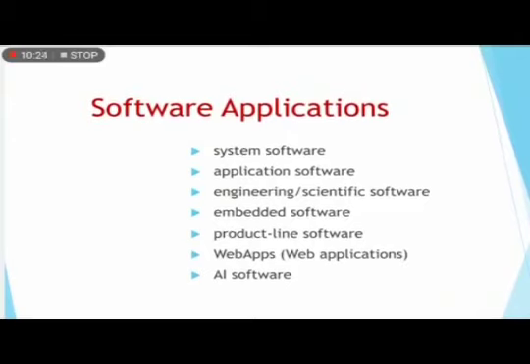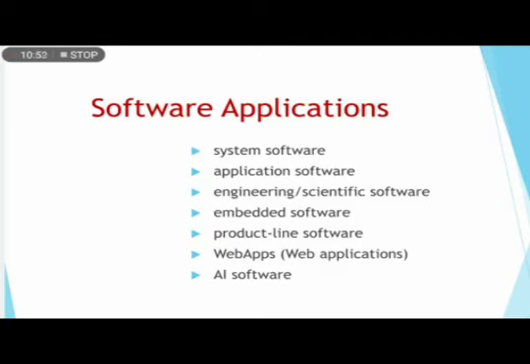As we know that we are building the software, we need to know why we are building the software and what the applications are where we use this software. So there are different applications of software such as system software, application software, engineering or scientific software, embedded software, product line software, web apps or web applications, or artificial intelligence software. So the first one is system software.